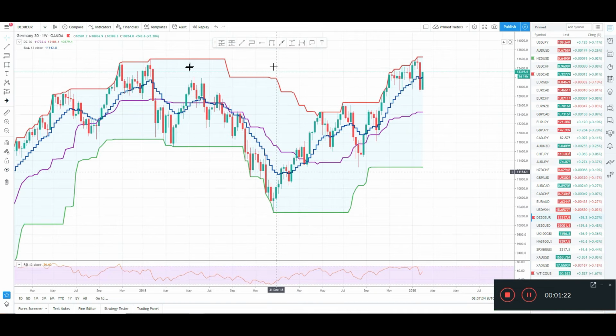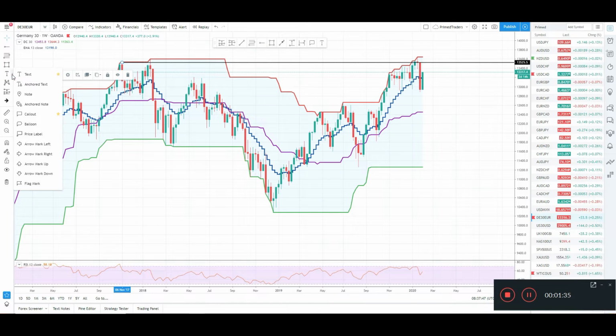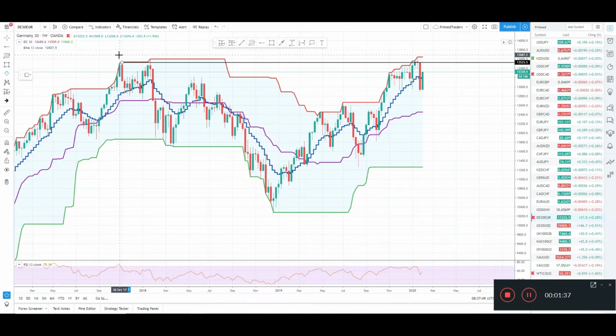The tools I'm using are the Donchian channel set to 30, an EMA set to 13, and the RSI set to 13. So clearly, pretty strong resistance right there. And we can see price action testing this resistance multiple times: 1, 2, and finally number 3.